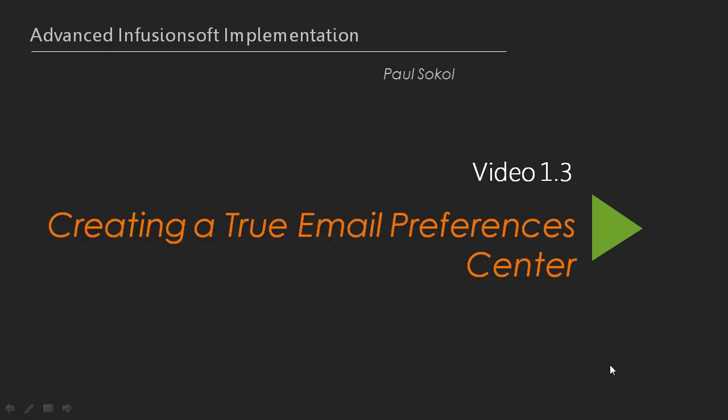In this video, we're going to look at creating a true email preferences center. The email subscription management options available out of the box with Infusionsoft are limited because they do not show current subscription status. Traditionally, Infusionsoft users use tags to track someone's email subscription. However, if we use a custom field to track subscription status, we can build a web form that operates like a true email preferences center.